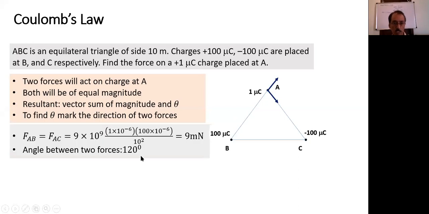And what is F? How do you calculate? F is given by the direct magnitude formula, a simple formula. FAB is equal to FAC. All of you understand what this indicates? FAB indicates the force on charged particle A due to charged particle B. Both are equal in magnitude. We substitute those values and we get the magnitude of force equal to 9 micronewton. The angle between them is 120 degrees. Hence, we can find the vector sum. And in which direction will the resultant force act? Since the two forces are equal, the resultant will act along the bisector. So what will be the direction of the resultant force acting on charged particle A? Parallel to BC. That's the answer.